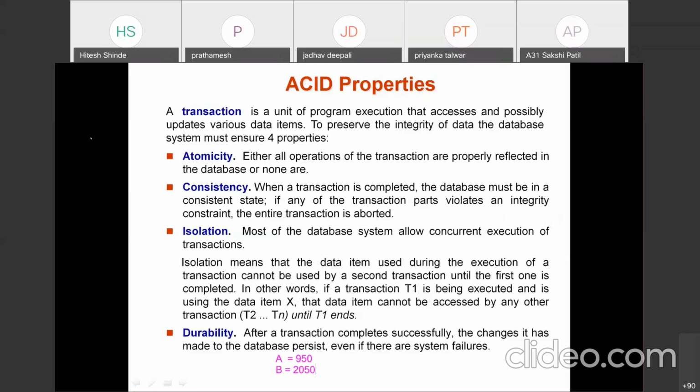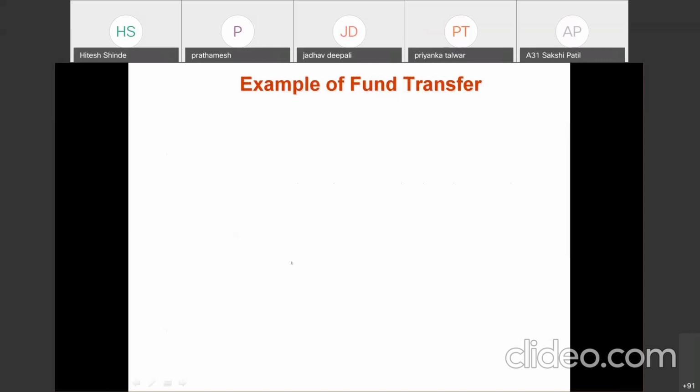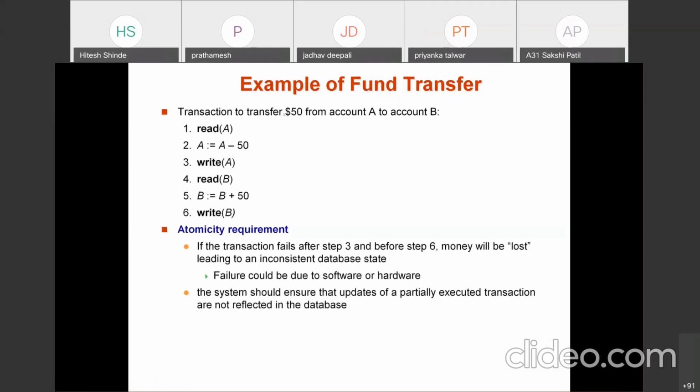Now we are going to see atomicity, consistency, isolation and durability with an example. Now we move towards this in detail. So the same transaction we are going to see here, that is transfer of $50 from account A to account B. Now see the atomicity. At the time of the first lecture, or the first unit, we have seen this same example, but again we are going to see it.